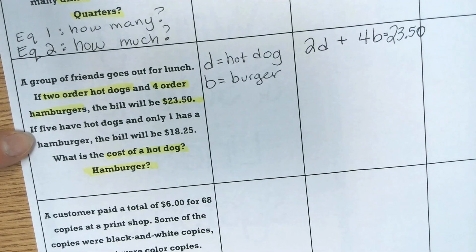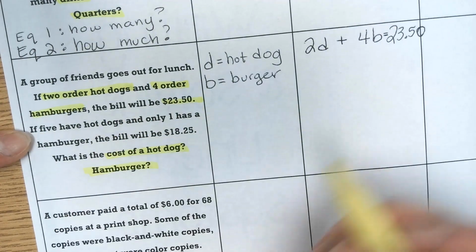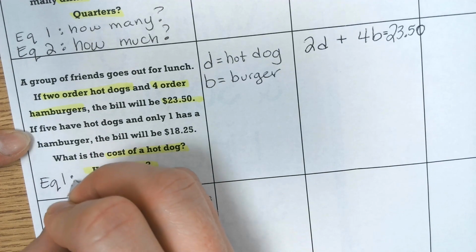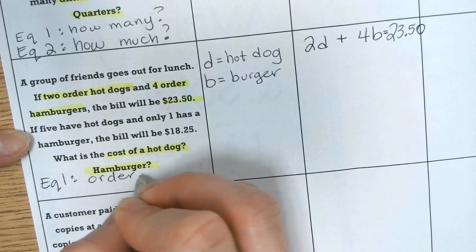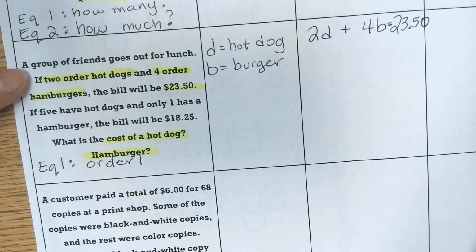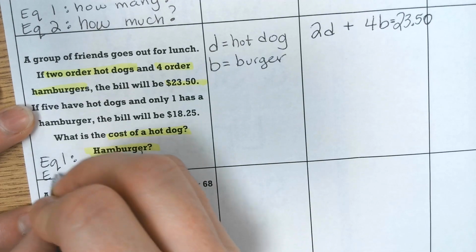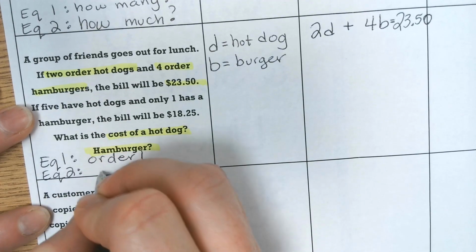Okay, the next one. So that's our first equation. So equation 1 was order 1. It was the first order. It says if 2 order this. So let's do equation 2 for order number 2.